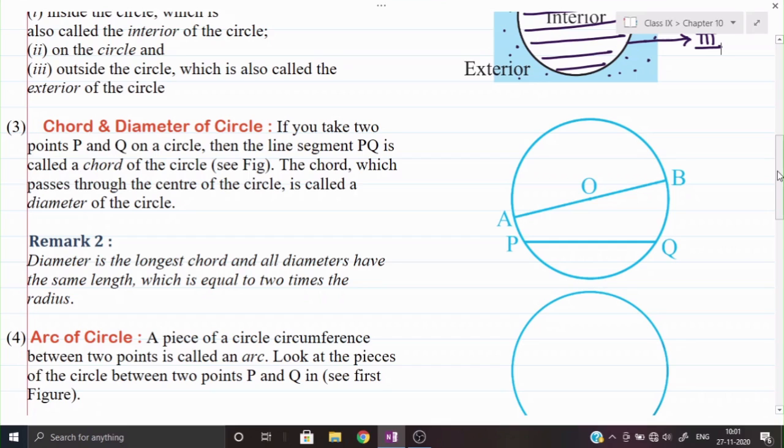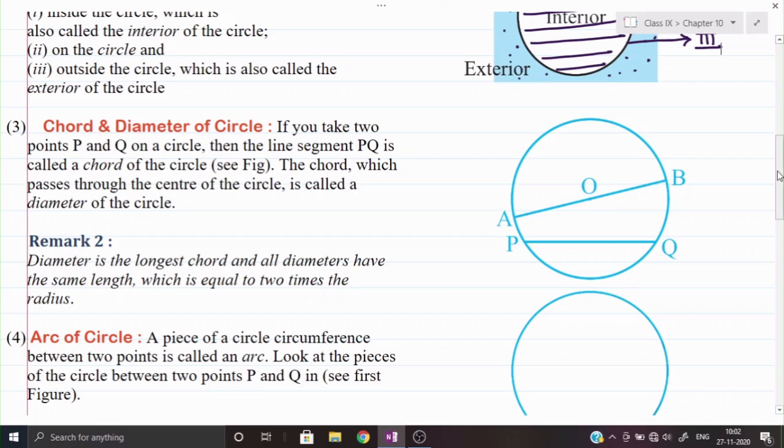Why is it the longest chord? Because when it passes through the center, the length is maximum. You can see clearly that PQ looks much shorter than the chord AB. So remember, when it passes through the center, it has the longest length. One thing, the diameter is the longest chord of the circle. Second, the diameter is 2 times the radius. How can we say that? Observe, we have defined the radius as the distance between the center and any point on the circumference of the circle. So from here we can say that OA and OB are both radii.